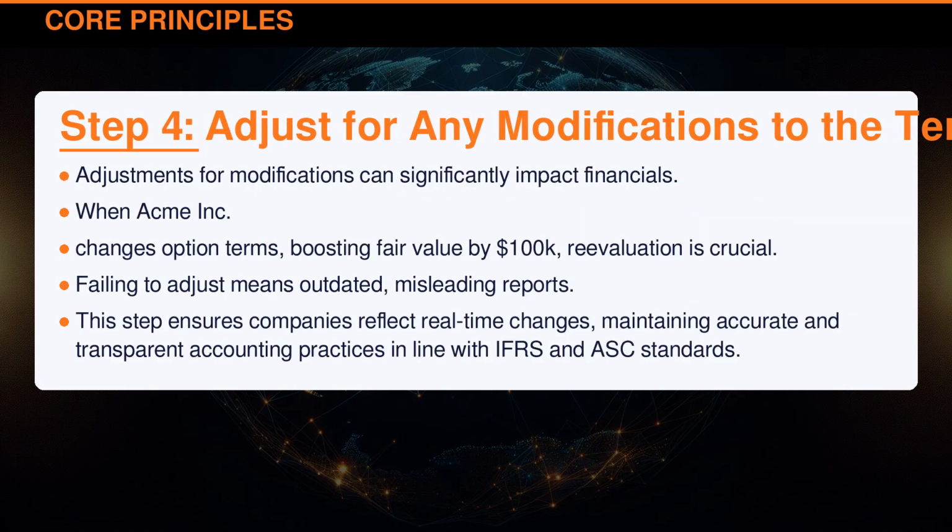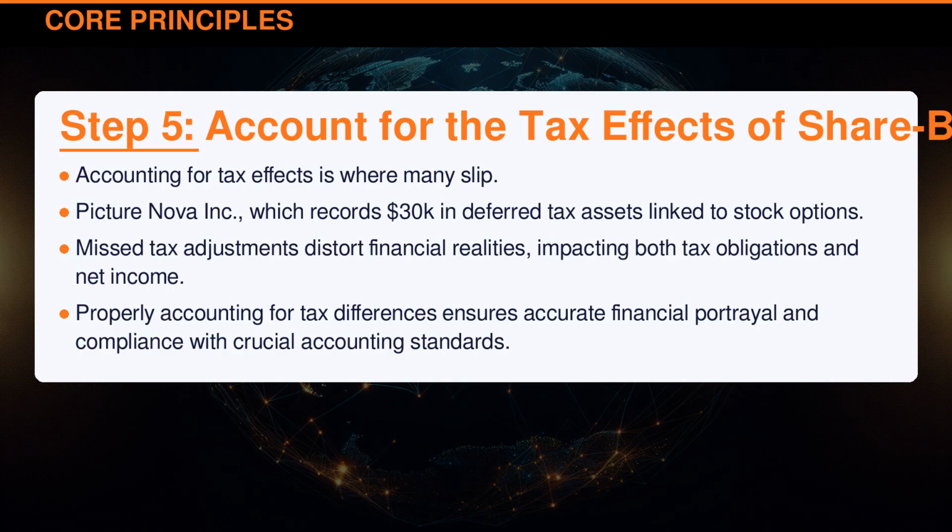Adjustments for modifications can significantly impact financials. When Acme Incorporated changes option terms, boosting fair value by $100,000, reevaluation is crucial. Failing to adjust means outdated, misleading reports. This step ensures companies reflect real-time changes, maintaining accurate and transparent accounting practices in line with International Financial Reporting Standards and ASC standards.